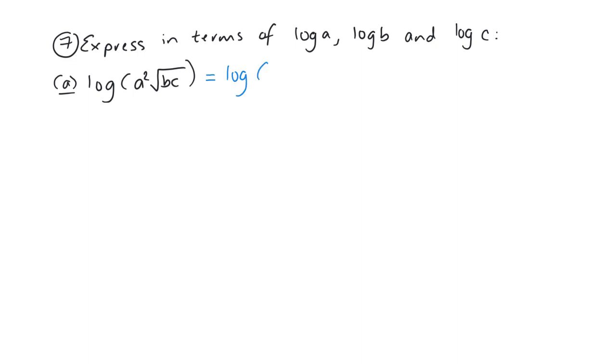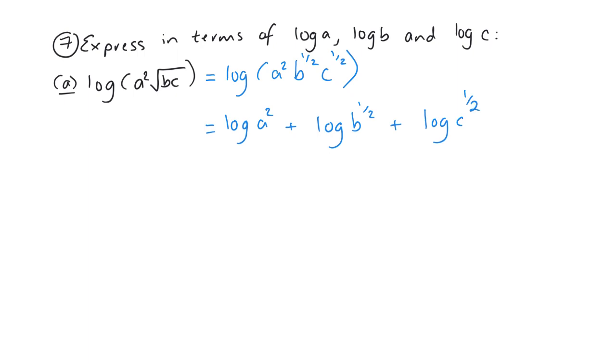Well, we know the square root is power of a half. And if both B and C are underneath that, that's B to the power of a half, C to the power of a half. Then I'm going to say, well, these are all multiplied together, so we know using our rules of logs, then we can expand that out as log of A squared plus the log of B to the power of a half plus the log of C to the power of a half. And then I can bring all my powers down. So 2 log A plus a half log B plus a half log C.